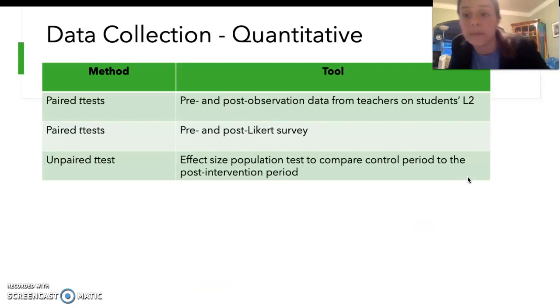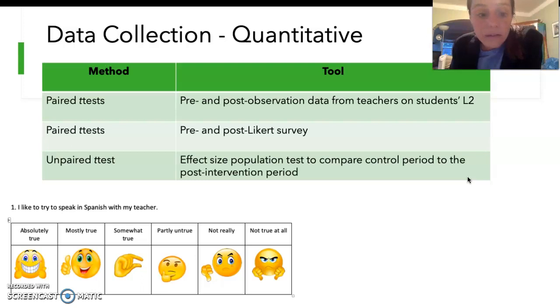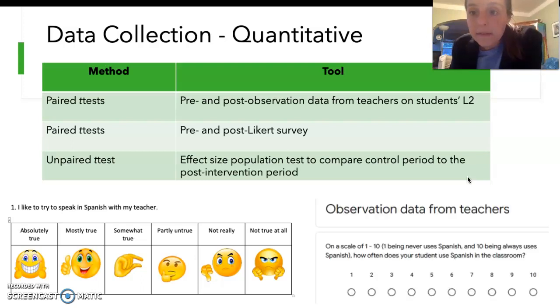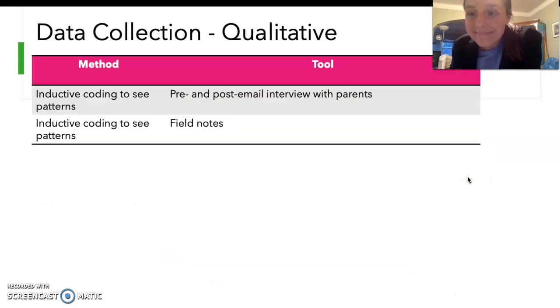Here are my data collection methods in terms of quantitative data methods. The tools are the pre and post observation data from teachers on students' L2, the pre and post Likert survey, and the effect size population test to compare the control period to the post intervention period. And here are the methods. So for the first 2, we have paired t-tests, and for the effect size, we have the unpaired t-test. And here's an example of the Likert survey. And here's an example of the observation data from teachers.